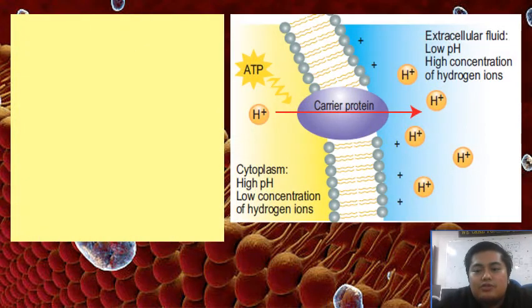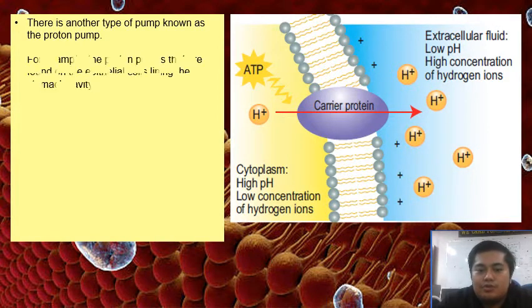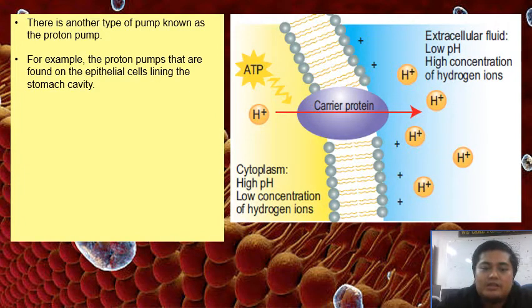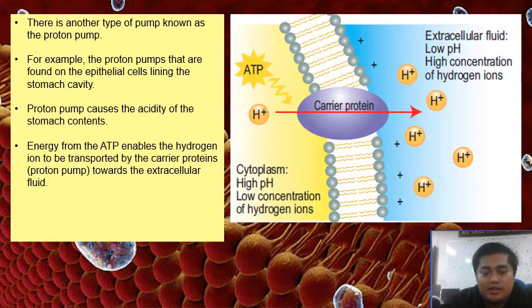So selain daripada itu juga, kita ada satu juga yang kita panggil sebagai proton pump. So there is another type of pump known as proton pump. So for example, the proton pump that is found in the epithelial cell of the lining in the stomach cavity. So proton pump causes the acidity of the stomach contents. Sebab itulah kalau korang pernah tahu, perut kita mempunyai asid hidroklorik yang terlampau banyak, di dalam range pH dia 2. So bila pH dia 2, maksud dia sangat berasid.